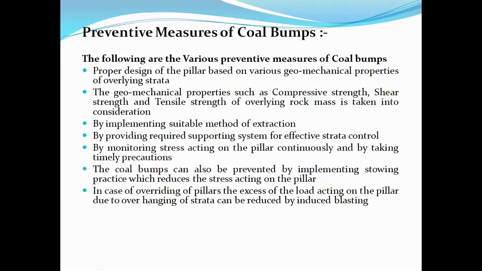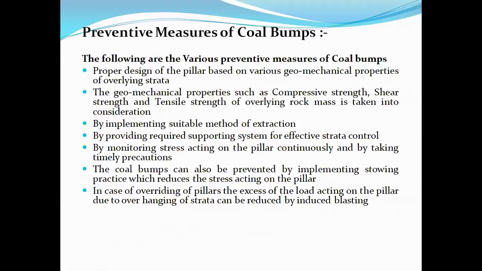Next, preventive measures. The following are the various preventive measures of coal bumps. Proper design of pillars based on various geomechanical properties of overlying strata, because the pillar dimensions have to be very proper. Next, geomechanical properties such as compressive strength, shear strength, and tensile strength of the overlying rock mass, we need to take those into consideration. Implementation of a suitable method of extraction: by choosing the proper method of extraction, we can avoid coal bumps.